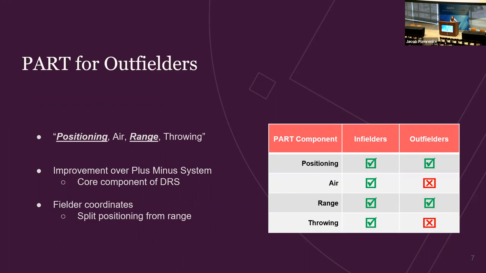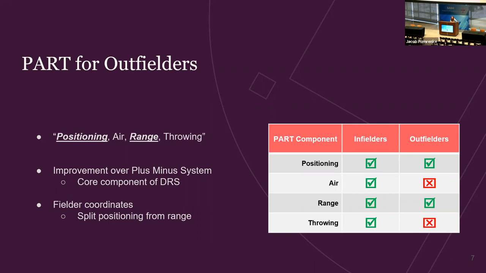PART, if you don't know, stands for positioning, air, range, and throwing. But for the outfield, only positioning and range are really applicable. The air component is referring to infield air balls, so most balls in the outfield are in the air. So it's just range and positioning. And throws are already handled under DRS from the outfield. That's been a thing forever. So it's really just positioning and range for the outfield. And the table on the right can be a quick reference if you forget.